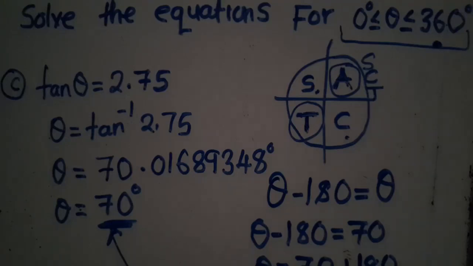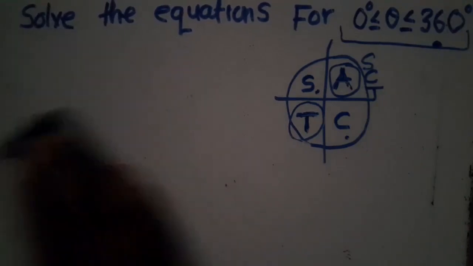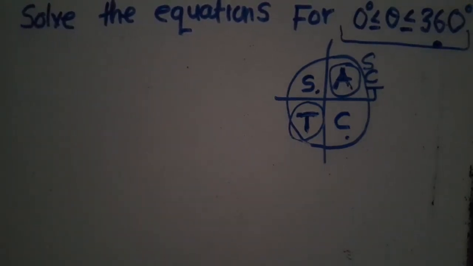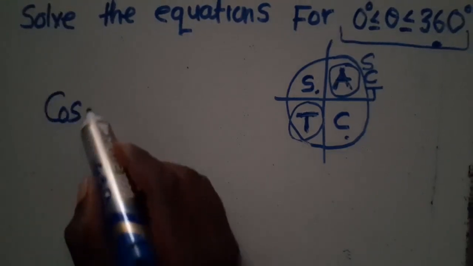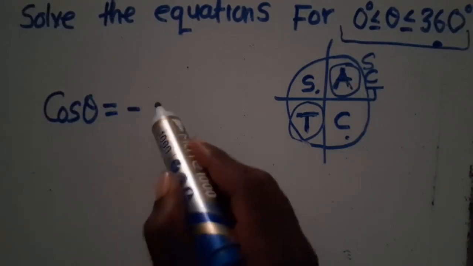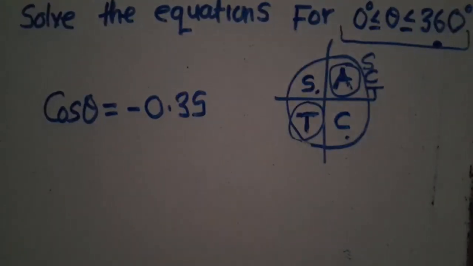So now, let me give you the last one, which is giving us a negative. How can we handle a negative? When it is giving a negative, let's say you are having something like cos theta is equal to negative 0.35. Have you seen? Cos theta is equal to that.